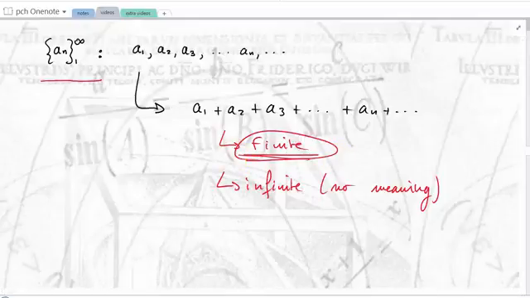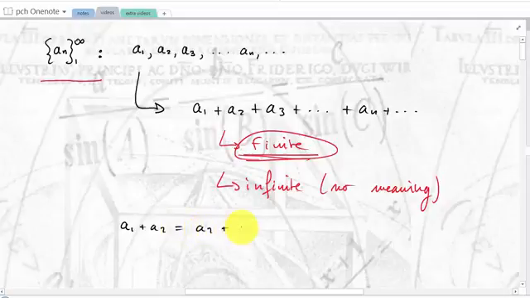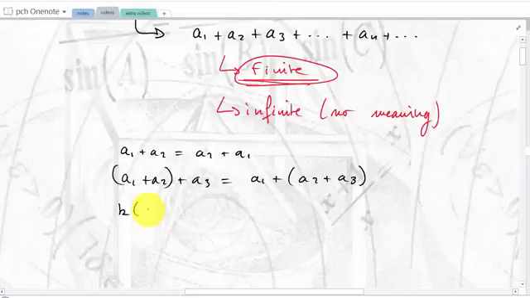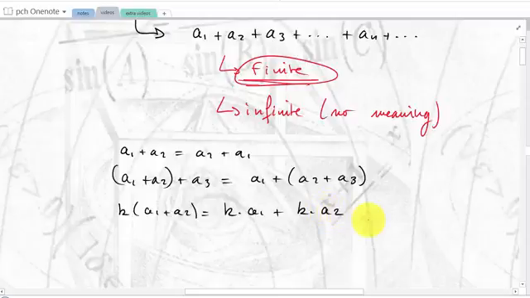Do the properties that we are very familiar with in the case of the finite sum apply to infinite sums? What are these properties? Well, you have the commutativity: A1 plus A2 equals A2 plus A1. You have the associativity: A1 plus A2 plus A3 is equal to A1 plus (A2 plus A3). You have the distributivity: K times (A1 plus A2) equals K times A1 plus K times A2. You are very familiar with these properties.